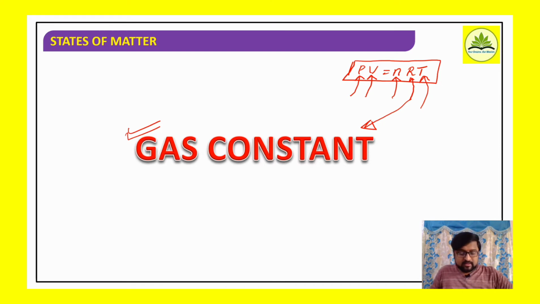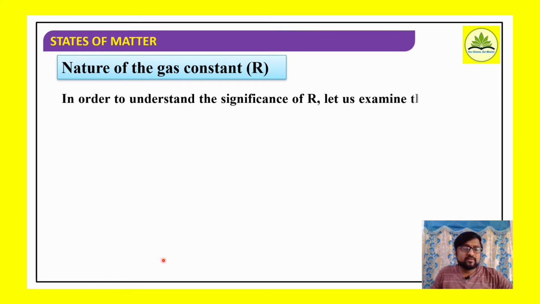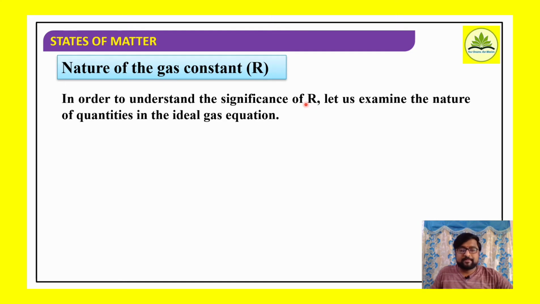If I consider the nature of the gas constant, in order to understand the significance of R, let us examine the nature of quantities in the ideal gas equation. What is the ideal gas equation? We said PV is equal to nRT. Here P is the pressure of a gas, V is the volume of a gas, n indicates the number of moles of gas, R indicates the universal gas constant, and T indicates the absolute temperature.